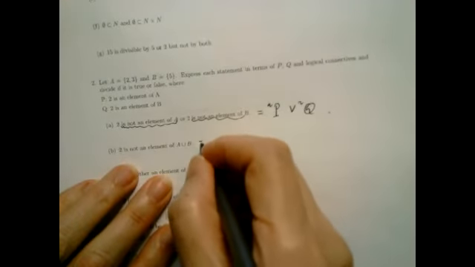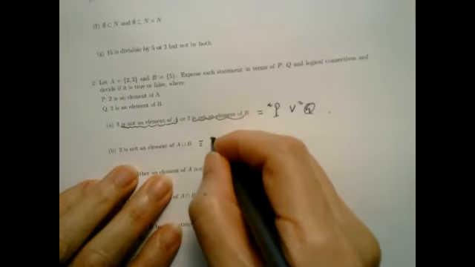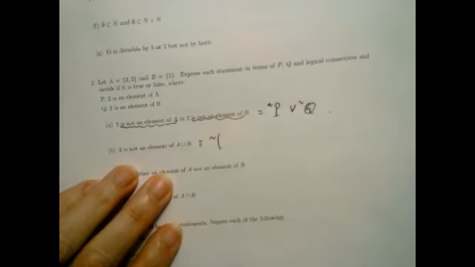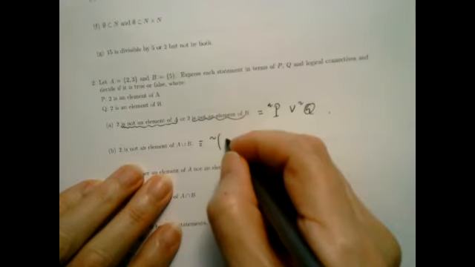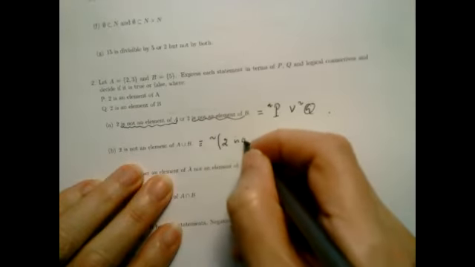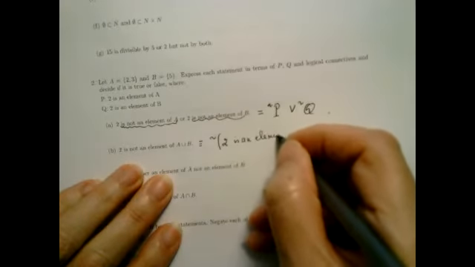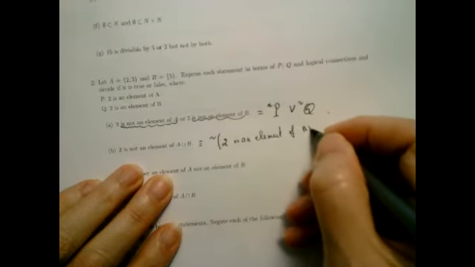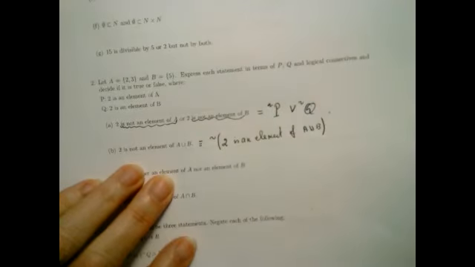Using the rules of logic. 2 is not an element. It means, what am I negating? What am I negating? 2 is an element of A union B. True or false? Are you with me? 2 is not an element of A union B. It means I'm negating the fact that 2 is an element. So 2 is not. That's the negation.